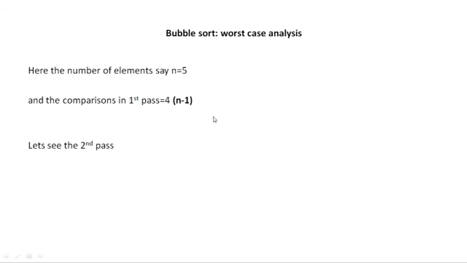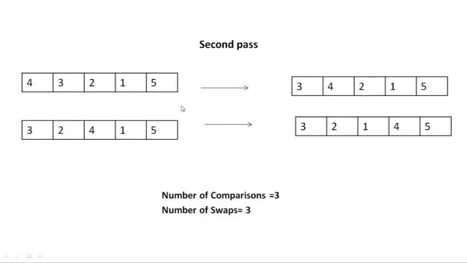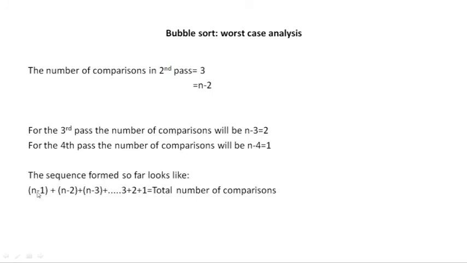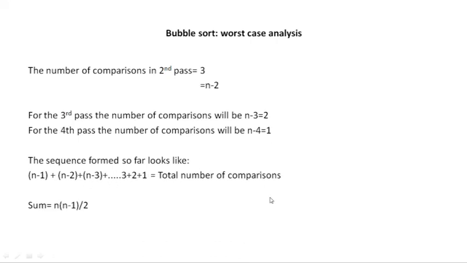So here the first pass takes n minus 1, the second pass takes 3, that is 5 minus 2, so it is n minus 2. The third pass takes n minus 3, and the fourth pass takes n minus 4. In this way the sequence becomes n minus 1 plus n minus 2 plus n minus 3, and so on. If we add the total number of comparisons using the mathematical formula, we get the sum as n into n minus 1 by 2, and this becomes order of n square. So this is how we get order of n square.